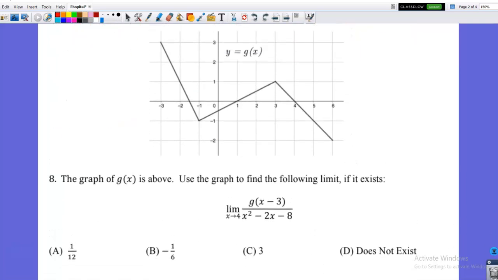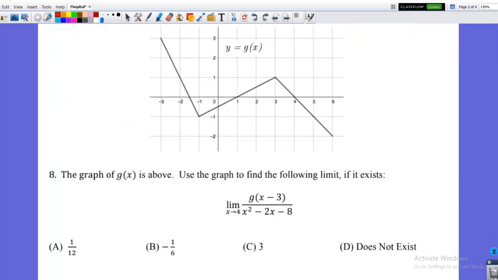Moving on to number 8, same scenario, but now we are using a graph. The graph of g of x is above. Use the graph to find the following limit. Notice they're saying if it exists. I don't know if it said that on the other ones or not, but that's catching my eye this time. So let's see if L'Hopital even applies here.